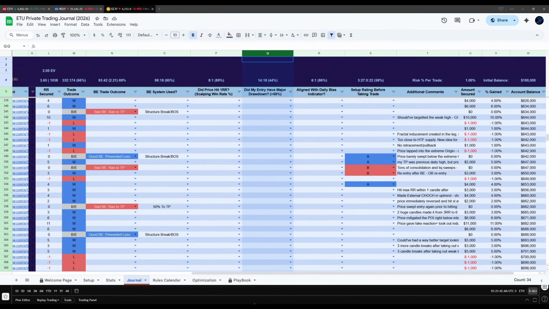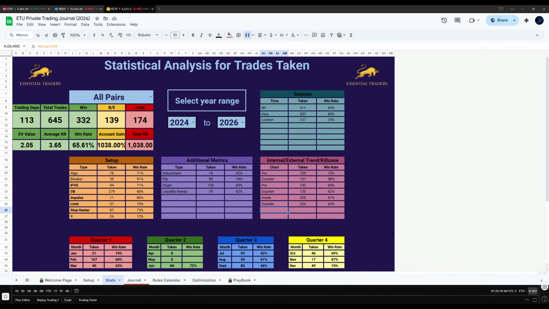Let's see how often my trades. Oh, I already have the data. What am I saying? 44% of the time my trades do have major drawdown. So if I'm thinking correctly, that means my win rate would almost halve. Divide by 2, my risk reward increases. Let me actually do the math right now real quick. It's not going to be precise, but roughly.